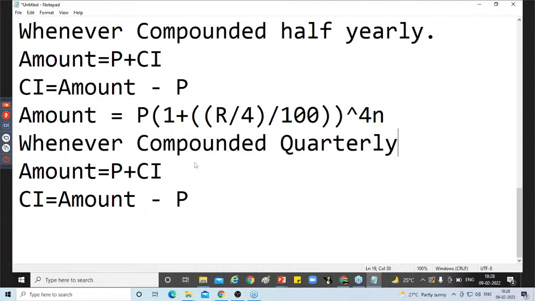R by 2 is the rate of interest for 6 months, and R by 4 is the rate of interest for 3 months. If they particularly mention it, then you have to apply it, otherwise no need. By default, amount is equal to P into (1 plus R by 100) whole power N only.